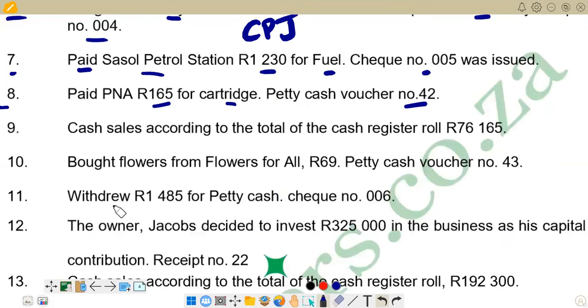So we are here now. The next one we are looking at, after the payment of cartridge on day 8, is now day 9. Cash sales according to the total of cash register roll, 76,165. So this is the cash receipts now, because we are selling, so it means we are receiving. So we can go there and just enter that one. And these are sales, cash sales. So we can go there and check what we have.